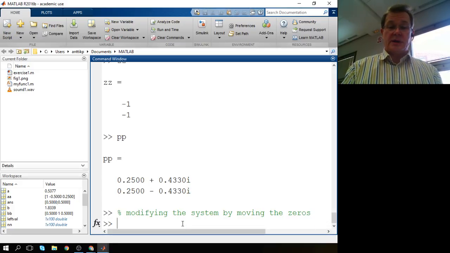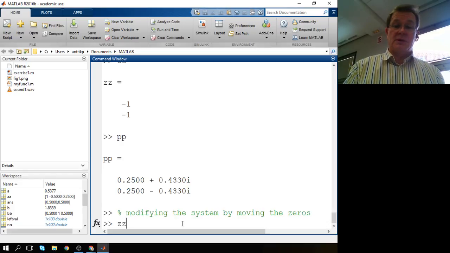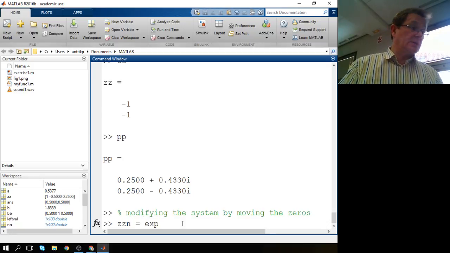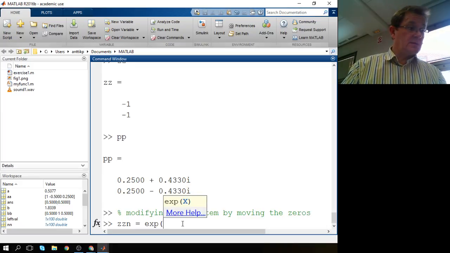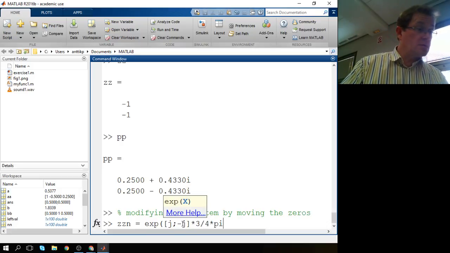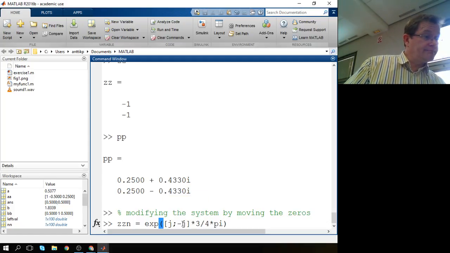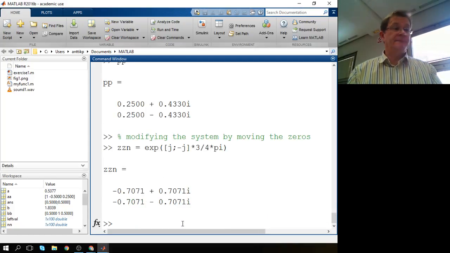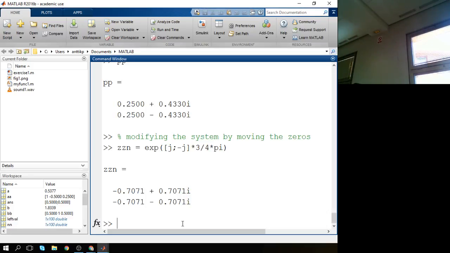All right, so I can make the new zero place ZZN equals on the unit circle, meaning on place j and minus j. So complex conjugate pair times 3 divided by 4 times pi. Okay. Yeah. So that's how you generate those new zero locations.